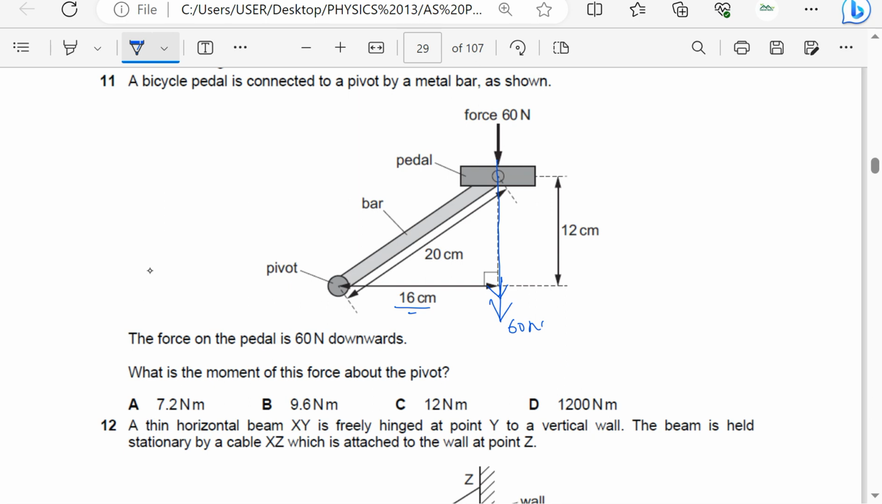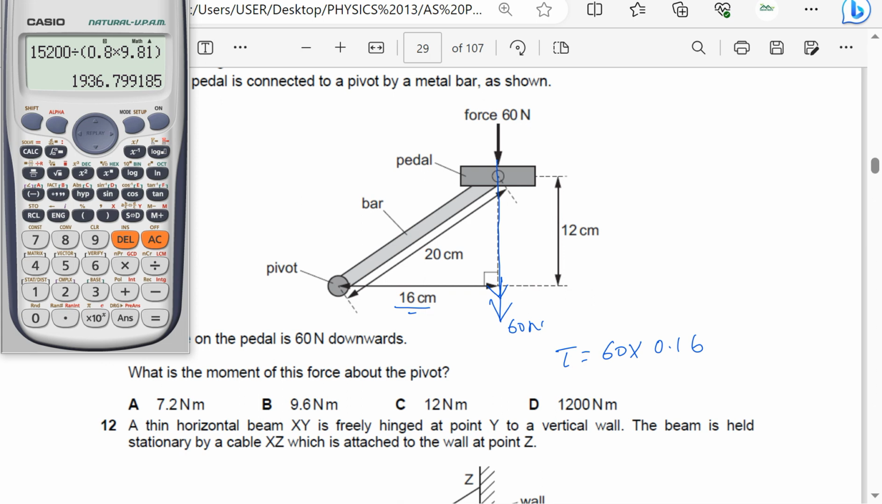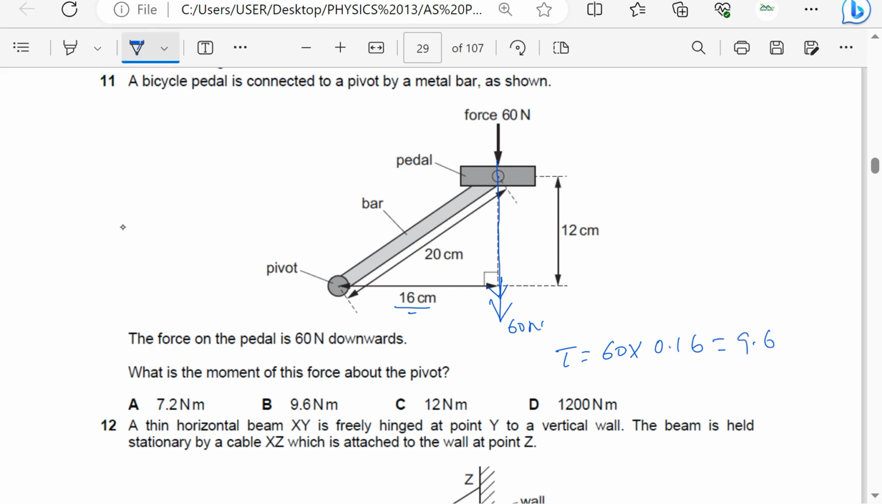So taking moments, the torque is going to be 60 newtons times the perpendicular distance, which is 16 centimeters, that is 0.16. So this is 60 times 0.16, that is 9.6 newton meters. So the answer is going to be B.